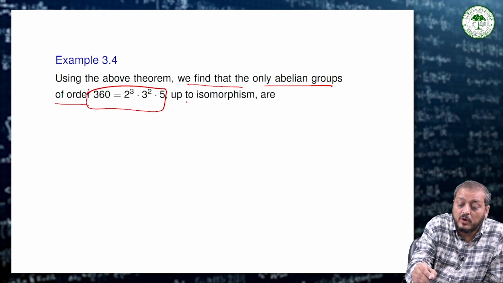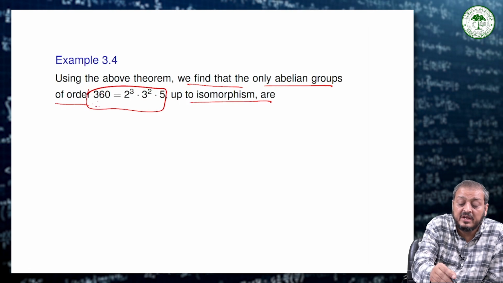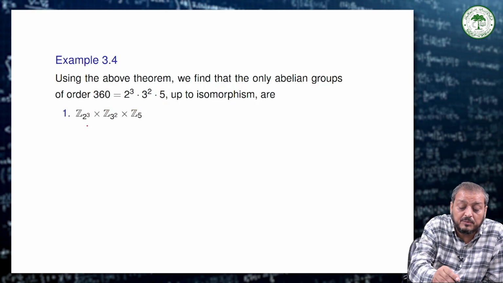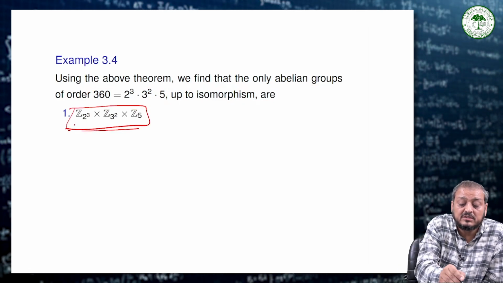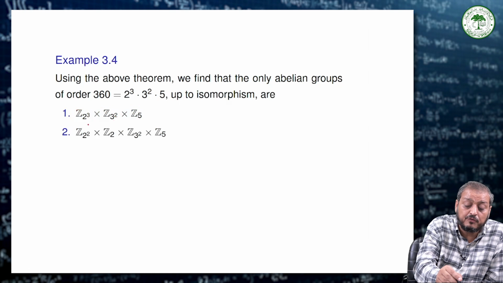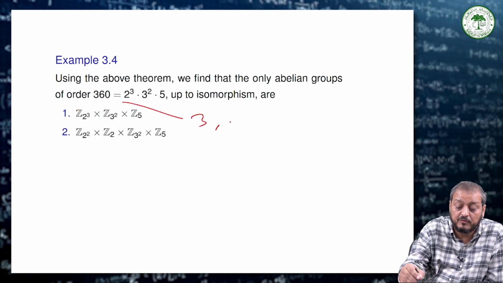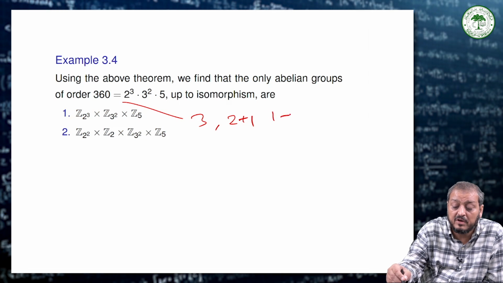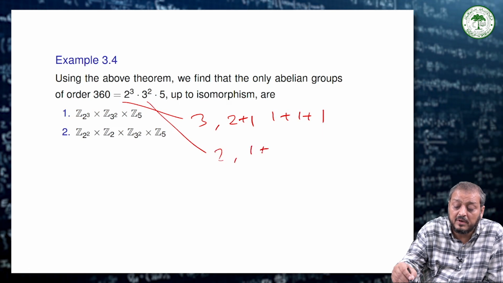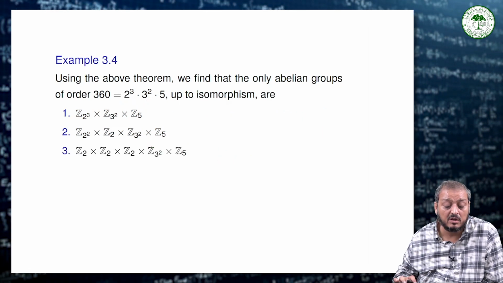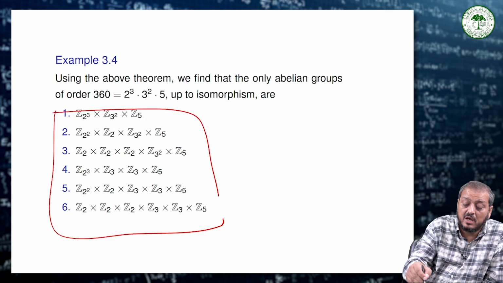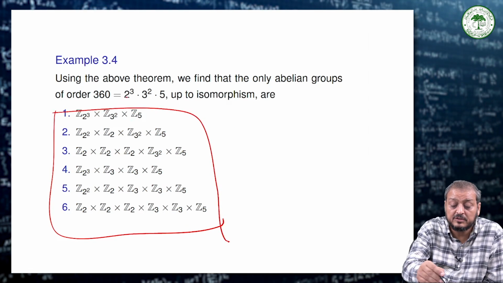Up to isomorphism, 360 can be written as 2 to the power 3, 3 squared, and 5, and the possibilities up to isomorphism are Z_{2^3}, Z_{3^2} and Z_5. Then again we have to factorize: for the exponent 3 we have the partitions 3, 2 plus 1, and 1 plus 1 plus 1. For 2 we have the possibilities 2 and 1 plus 1. In this way we write all the possible subgroups.